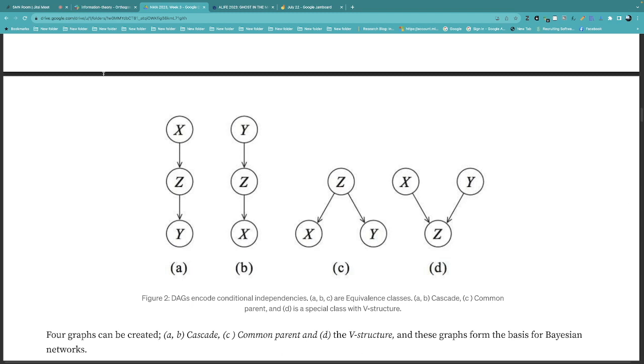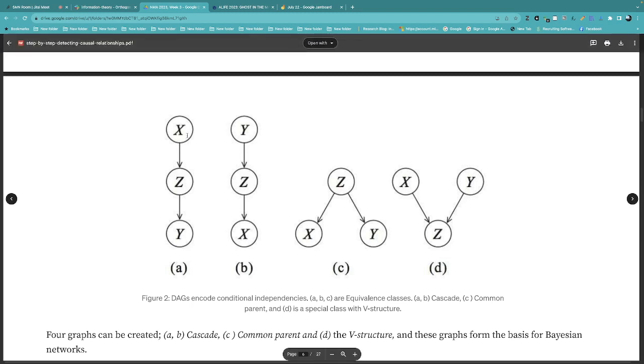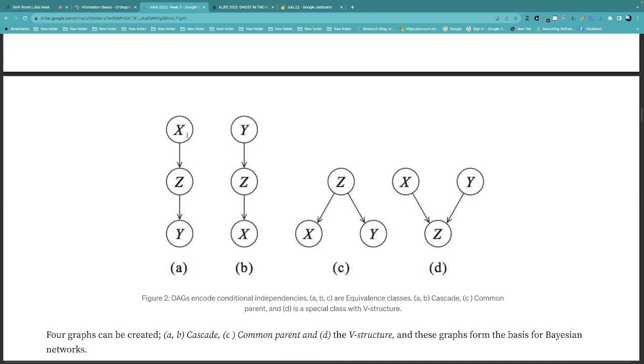A and B here are cascades, meaning that you go from X to Z to Y. There's this cascading action that it goes through different variables, and if you took out Z entirely, then you probably wouldn't have a causal relationship between X and Y. That's what the cascade means. It has this sort of cascading quality.